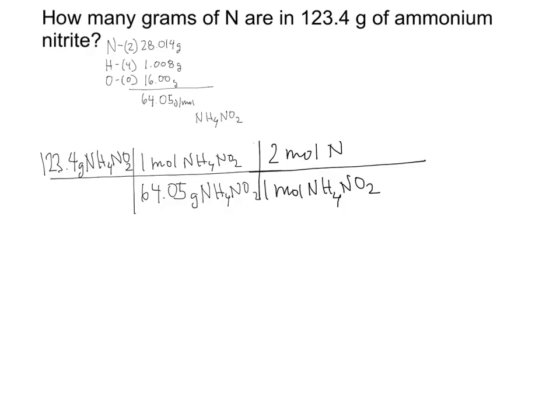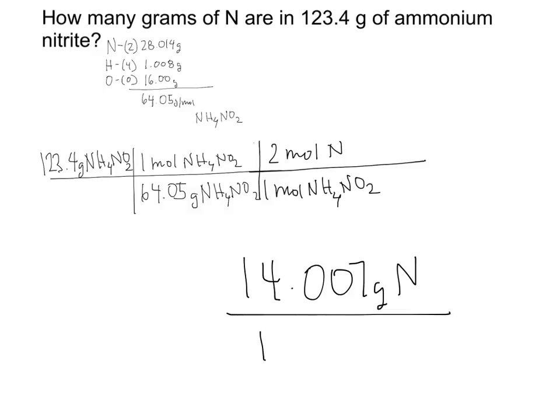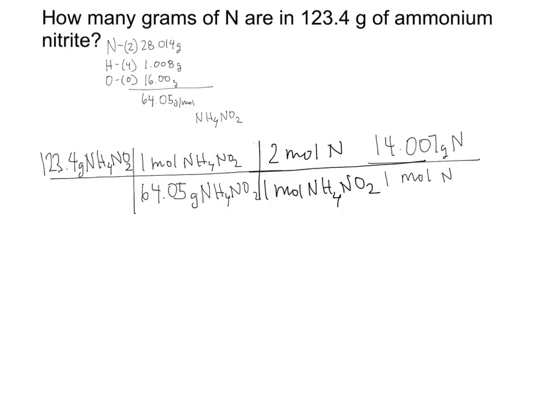So the molar mass of nitrogen is 14.007. Is that correct? Yes, 14.007 grams of nitrogen per 1 mole of nitrogen. Now let me put this back in here.